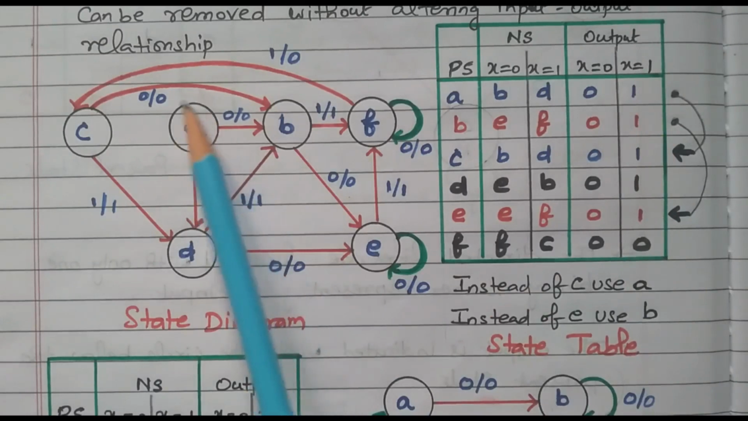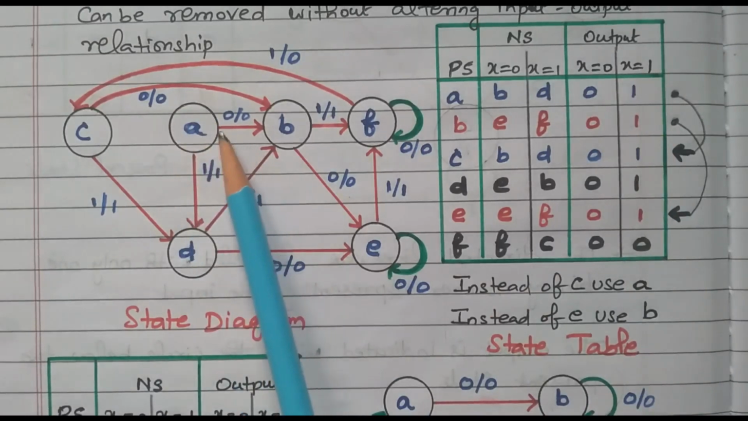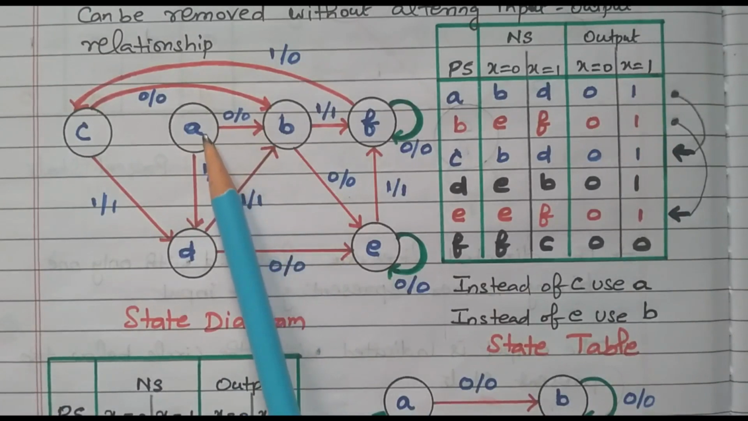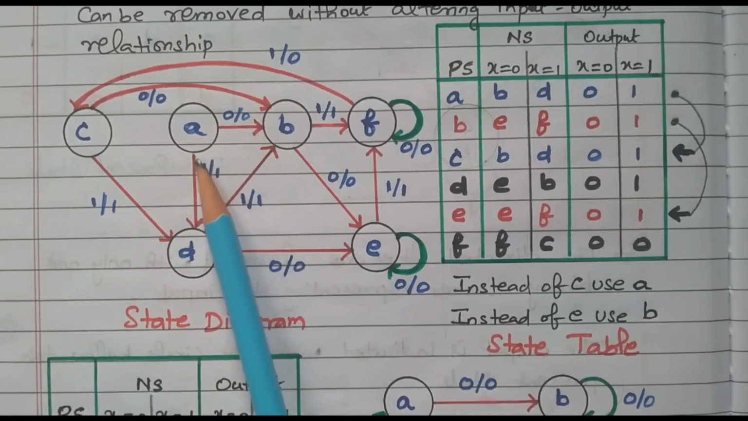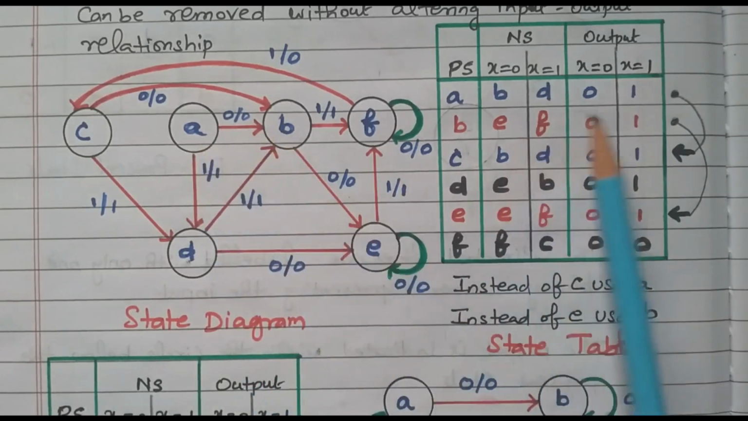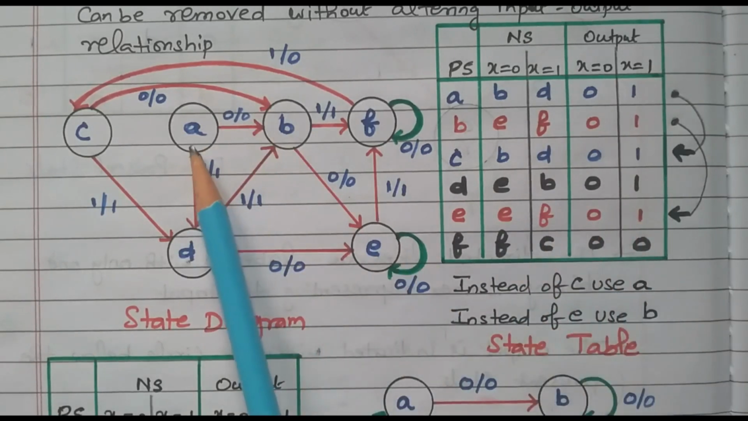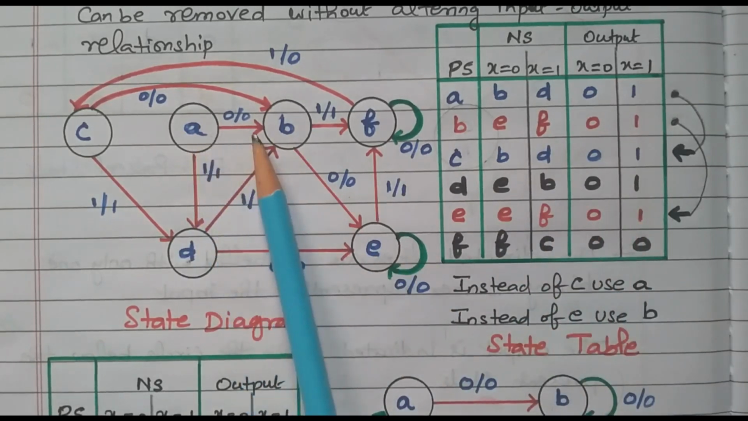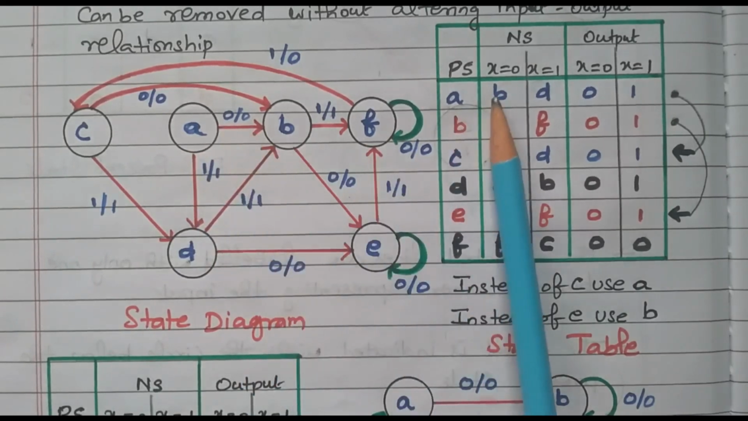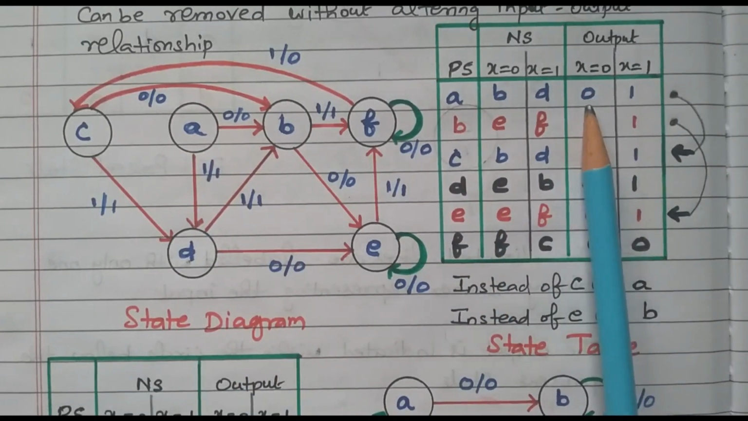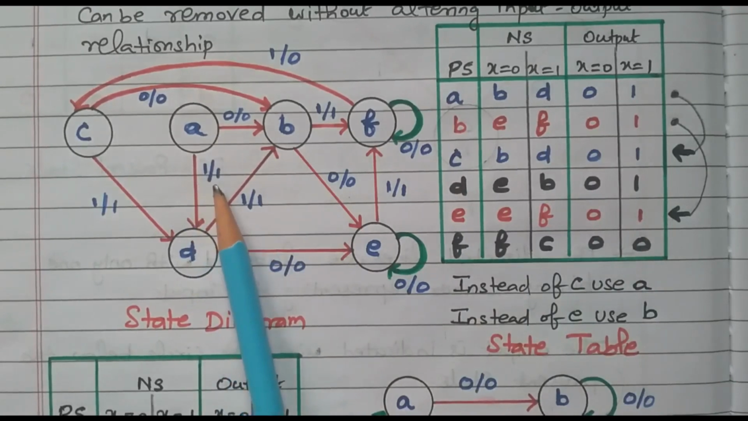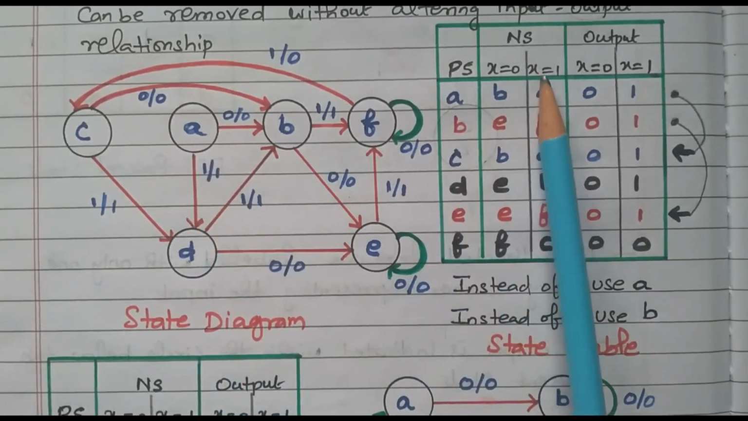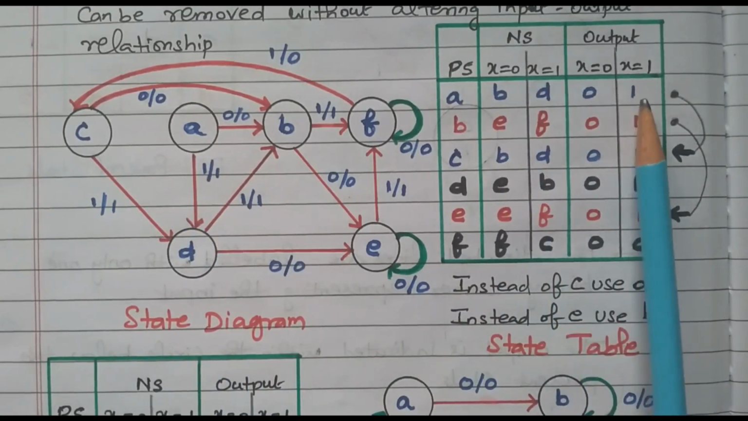The states are indicated by the circles. These directed lines go from one state to another state. This 0, 0 indicates input and output, right? So we can see this state diagram by relating it with the state table. First we will take A. A goes to B when input x equal to 0, output also 0. A goes to D when x equal to 1, output is 1, right?